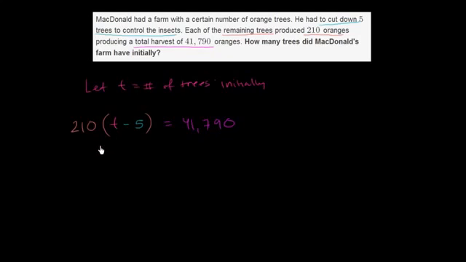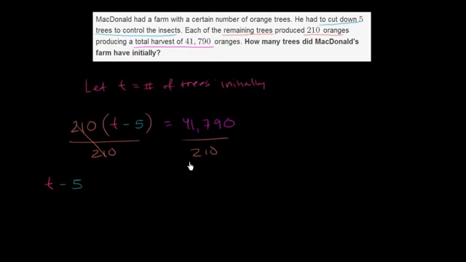So the first thing I would do here is, well, I'm multiplying this expression by 210. Well, why don't I just divide both sides of this by 210? There's many ways that you could do this. You could distribute the 210 and go in another direction. Actually, I will do it both ways, just to show that you could do it both ways. So the first way, I'm going to divide both sides by 210. The left-hand side simplifies to T minus 5.